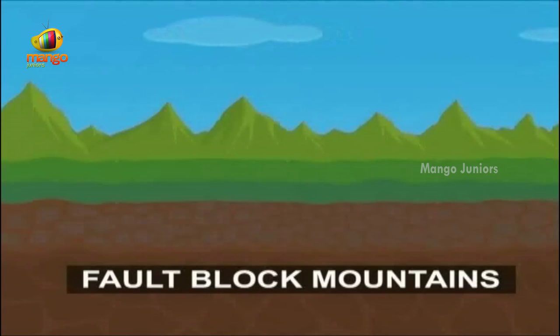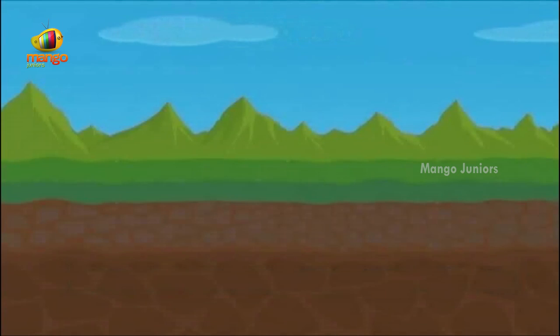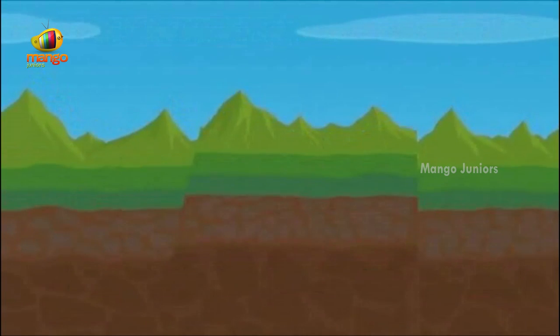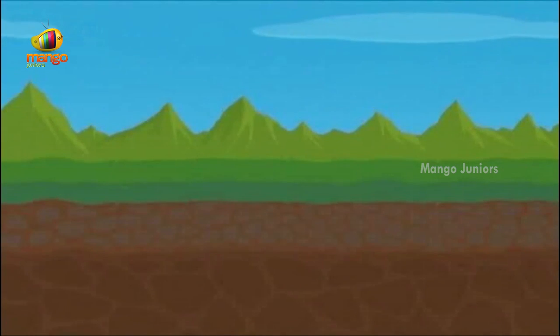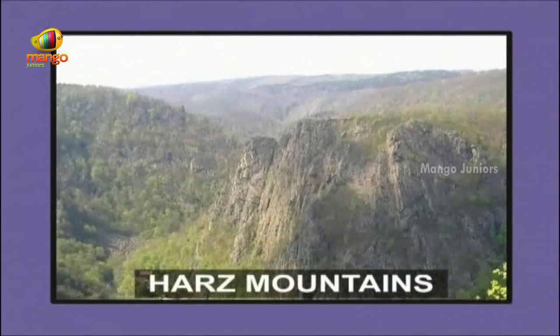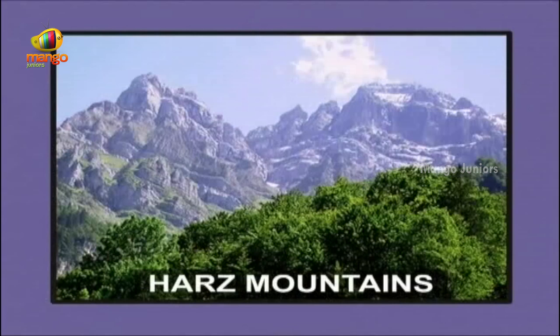Fault block mountains are formed when cracks or faults in the Earth's crust force some materials or blocks of rocks up and others down. The Earth fractures and blocks are stacked. The Sierra Nevada mountains in North America and the Harz mountains in Germany are examples of fault block mountains.